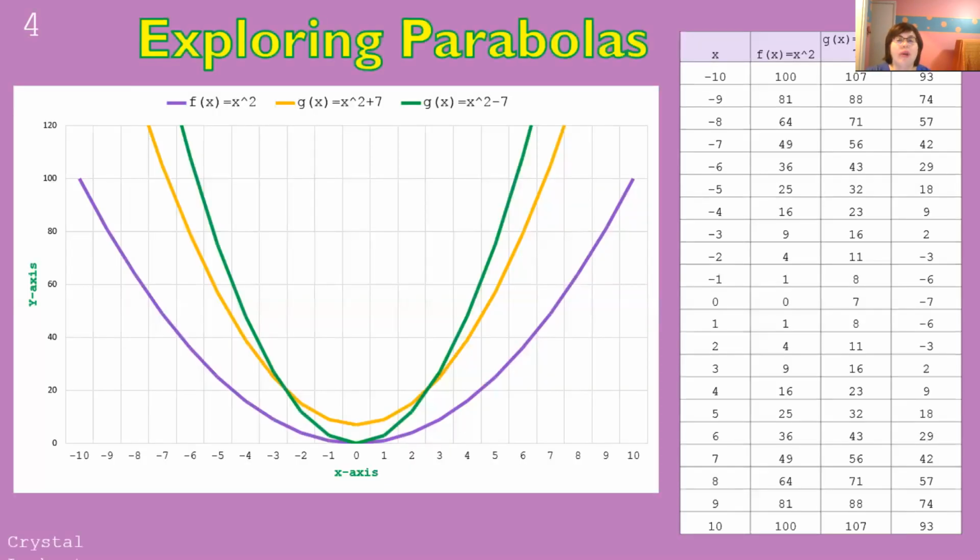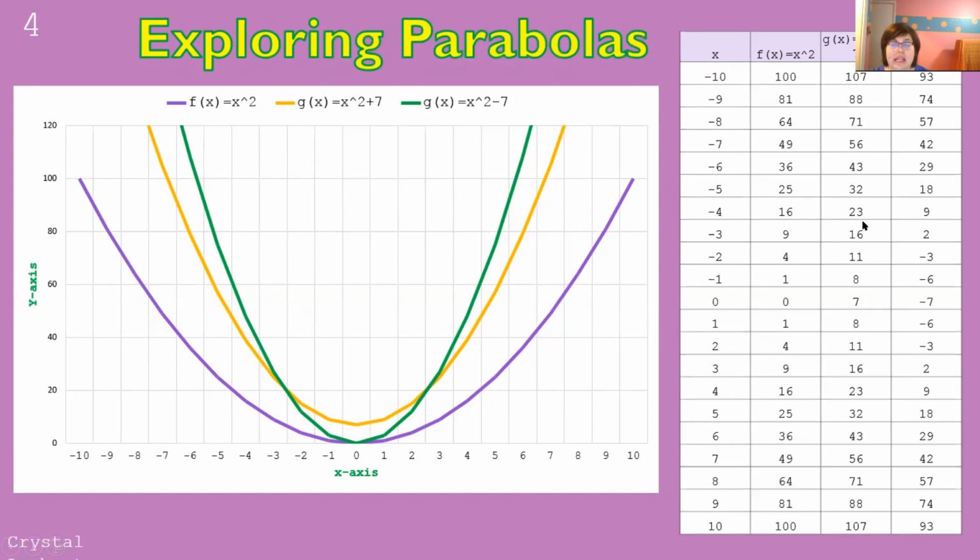Here, we're exploring parabolas. Yay! Okay, so we're given 3 functions. And I created a table, and in my first column, I always put x, the values that I want to use for x. Then our second section, we are given the equation y equals x squared, or f of x. g of x is equal to x squared plus 7, and g of x is equal to x squared minus 7.